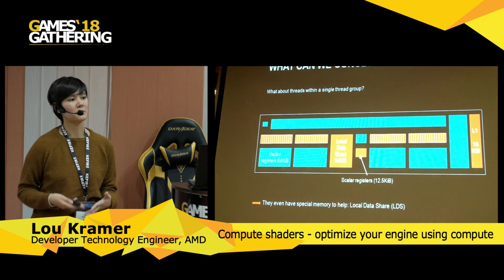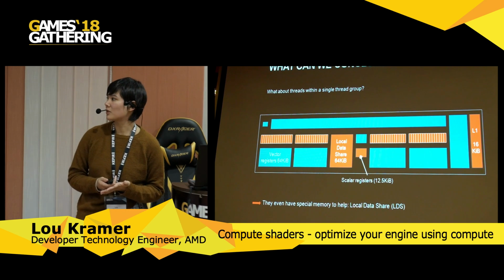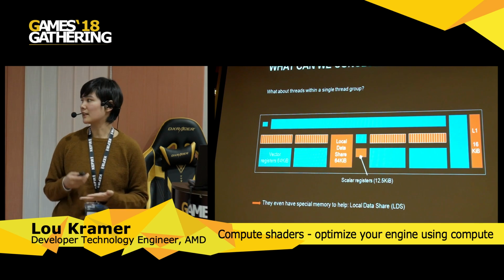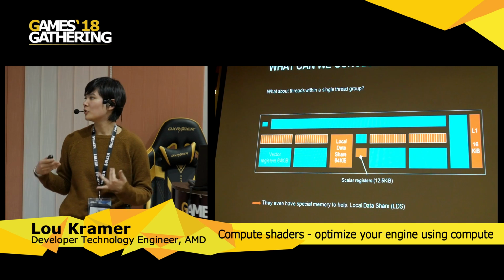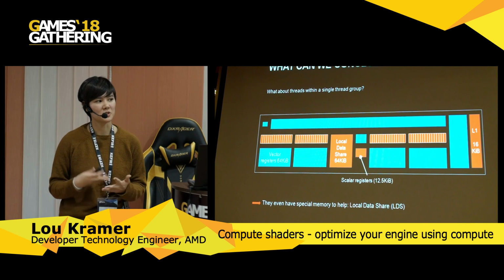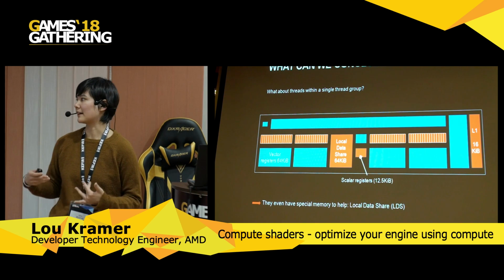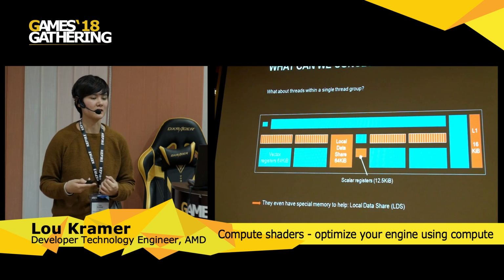Well, we know they're on the same compute unit. And on a single compute unit, we have the L1 cache, for example. We also have registers, and we have the special memory called local data share. And we can use this local data share explicitly in compute shaders, so that threads within a single thread group can exchange data.